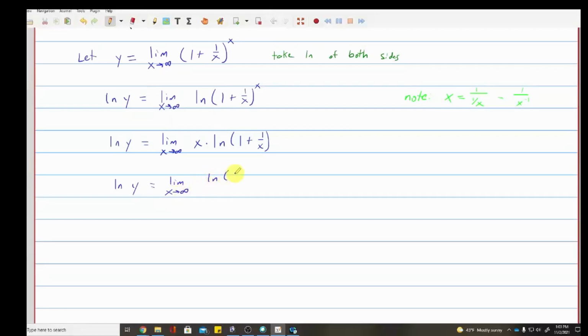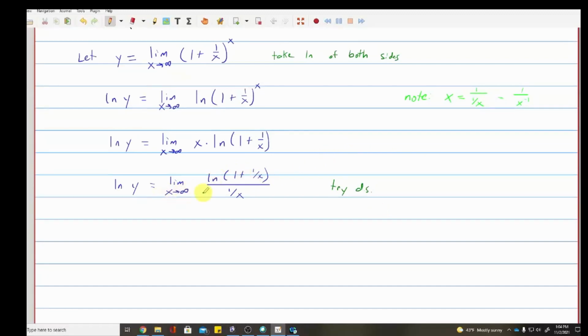I'm going to have this ln of 1 plus, I'm going to leave it as a 1 over x for now. I have natural log of 1 plus 1 over x in the numerator, and a 1 over x in the denominator. And now I'm going to try direct substitution and see what happens. Is this the right form for L'Hopital's rule? And am I allowed to use L'Hopital's rule? Do I need it? Can I solve it without it? So let's see what happens.